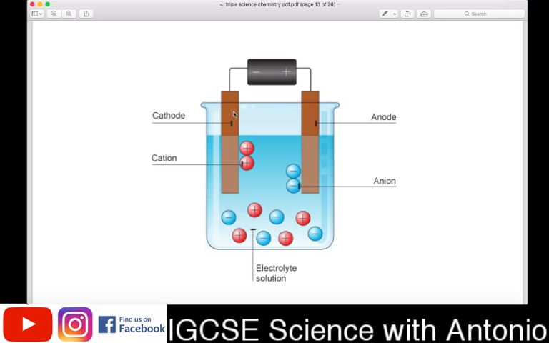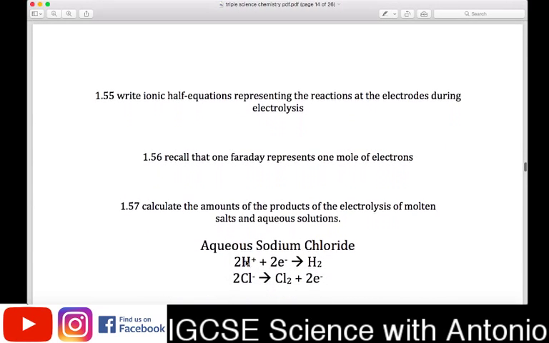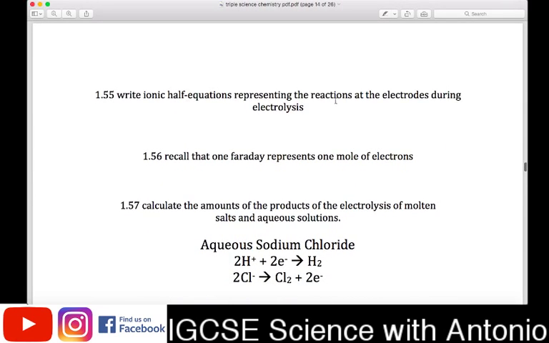Alright, and an electrolyte is something which can conduct. It could be the molten state of a compound. It could be the aqueous state, which is a solid dissolved in a solvent. Okay, so we went through the half equations already during electrolysis.